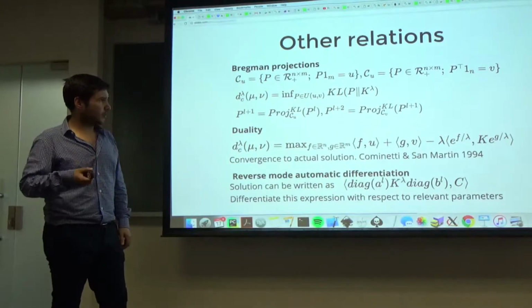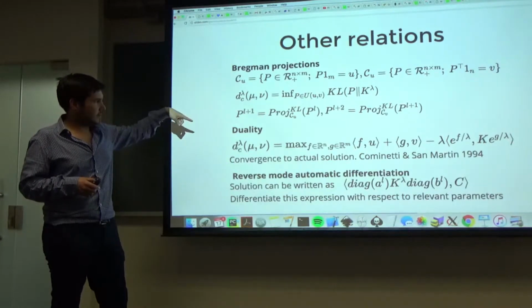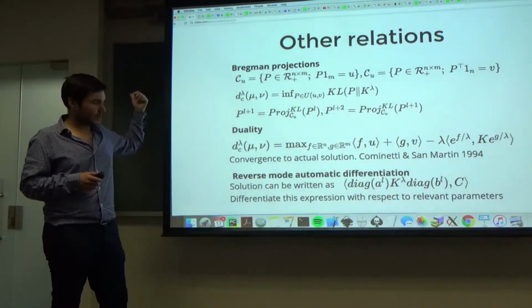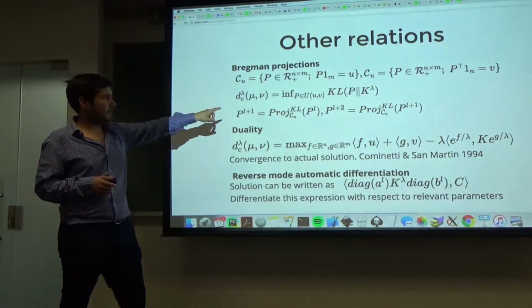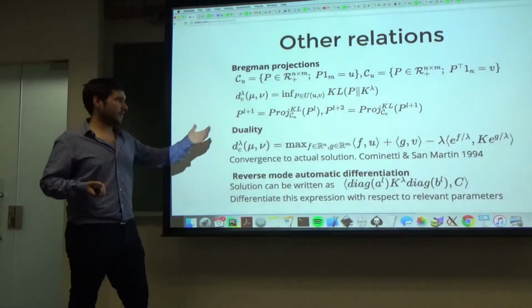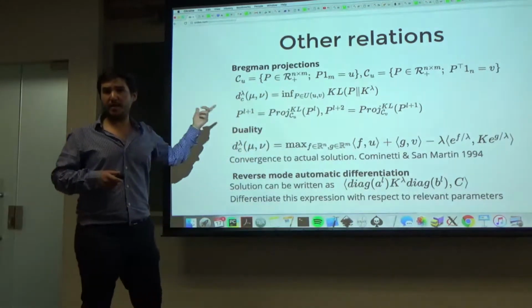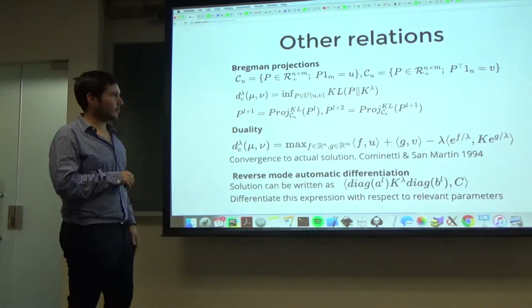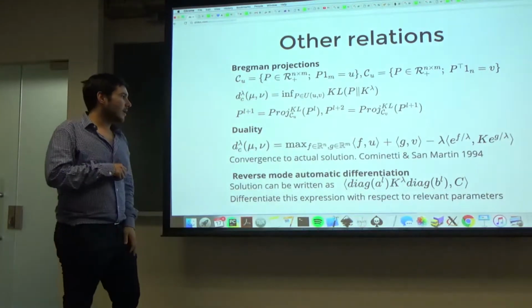So there are order relations, so we can also state connections between the solution of the entropy regularized problem in terms of a Bregman projection over the transportation polytope. And here we have to define the Bregman divergence, which is going to be a matrix-wise KL divergence, but I'm not going to go into details of that, I just wanted to mention it to you.